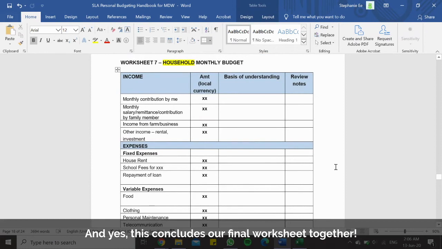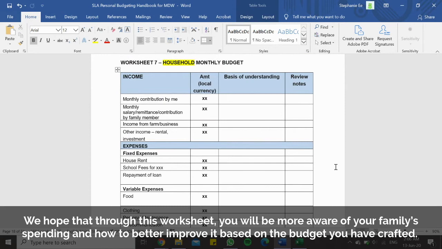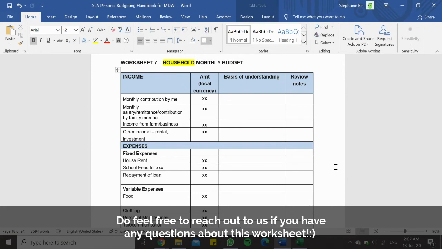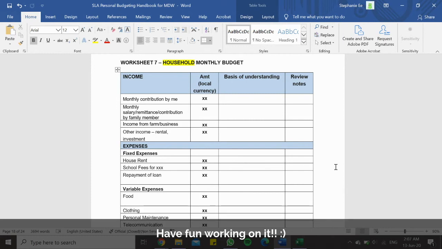And yes, this concludes our final worksheet together. We hope that through this worksheet, you will be more aware of your family's spending and how to better improve it based on the budget you have crafted. It is important to note that when it comes to finances, it is not just a personal matter, but it concerns your family as well. Do feel free to reach out to us if you have any questions about this worksheet. Have fun working on it!